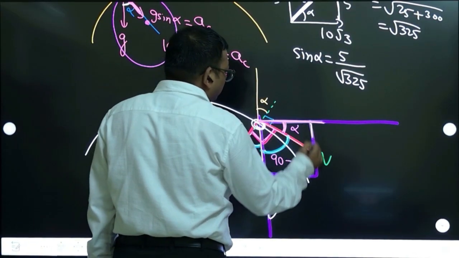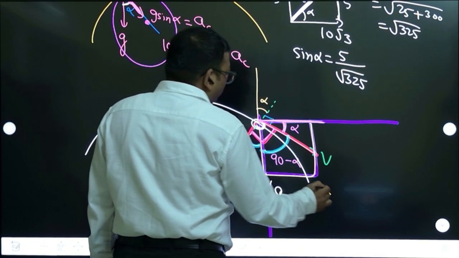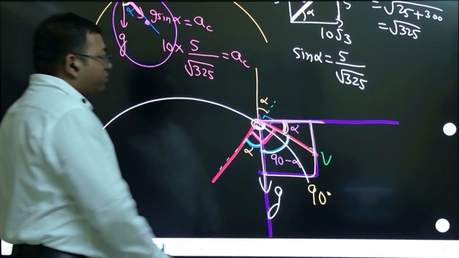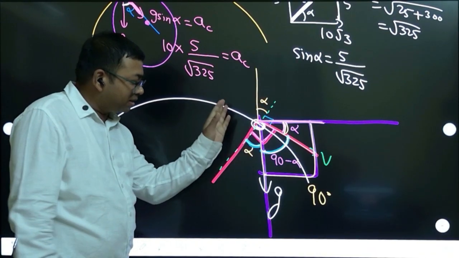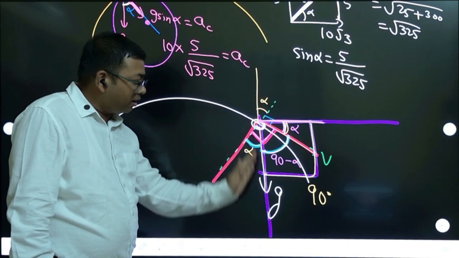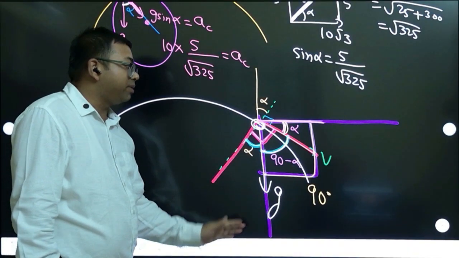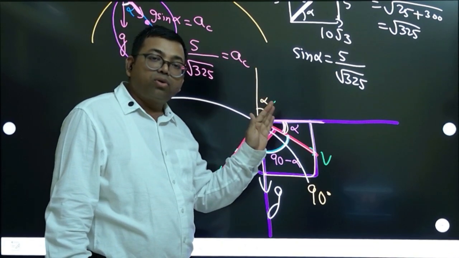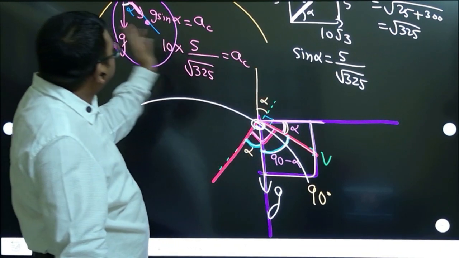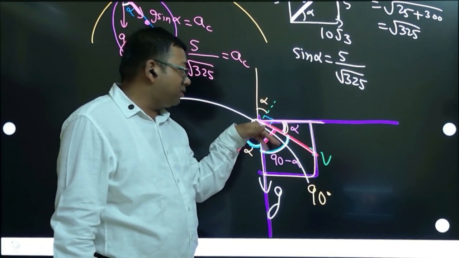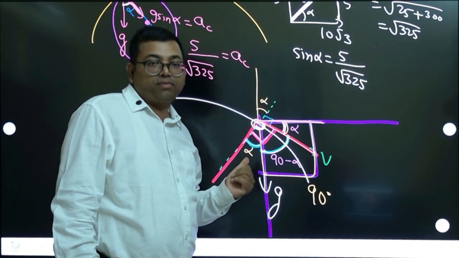Because this angle is 90 degrees, right? And this is 90 minus alpha, so this must be alpha only. So the idea is that this radial line makes angle alpha with the acceleration due to gravity, and that angle is the same angle which the velocity makes with the horizontal. Sometimes it may be down and sometimes it may be up. It doesn't matter. But whatever angle it makes with the horizontal, that is alpha.